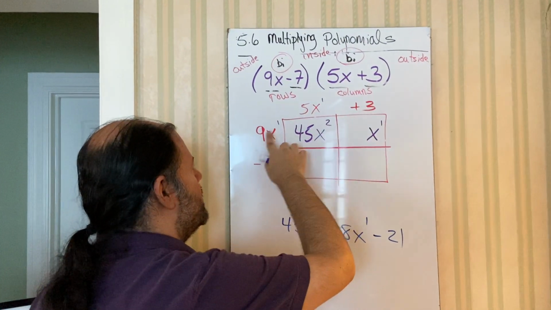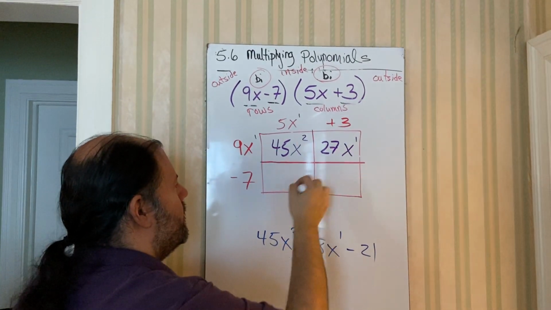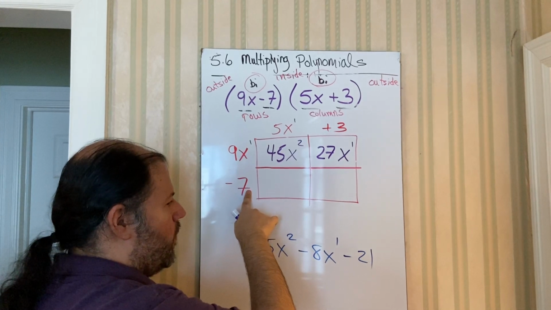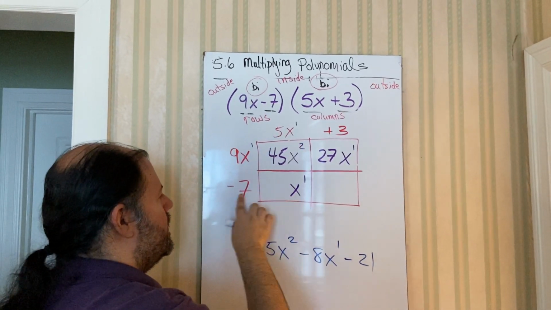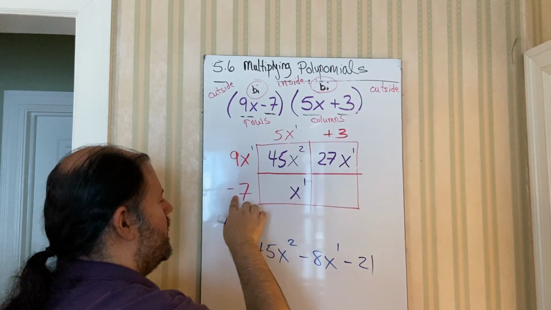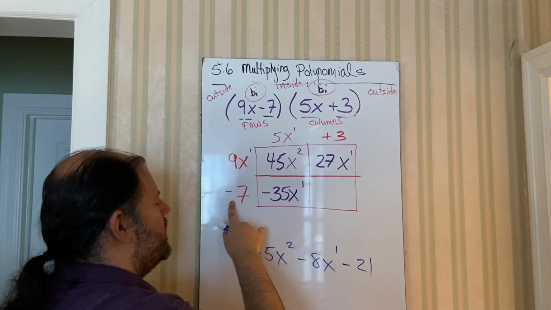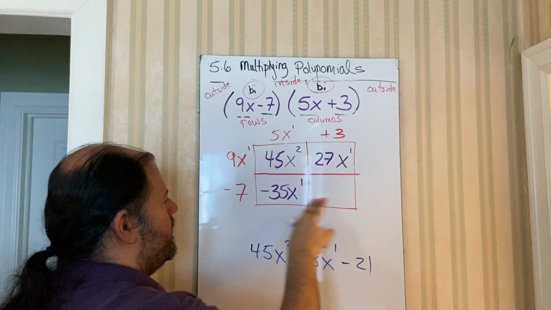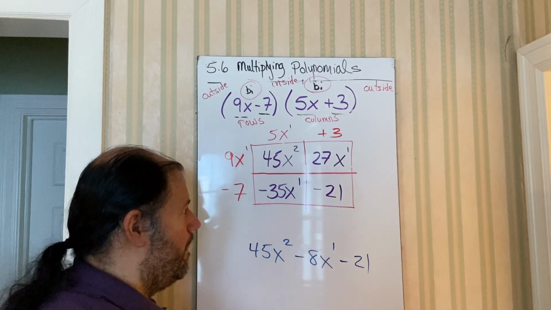And then constant times coefficient, multiply, you get 27. Here, 1x on top, but no x's here. 1 plus 0, you still have 1. 5 times negative 7, coefficient times constant. Remember, positive times negative, negative 35. And then a constant times a constant, you can always multiply, and you get negative 21.